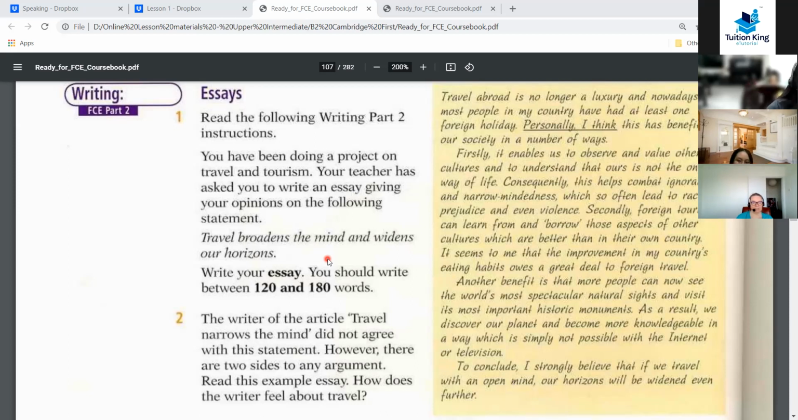Yes, I totally agree. Because if I travel, I can try their local food or traditional food. I also can know about their culture and their history. Yeah, that's all. Okay, very good.